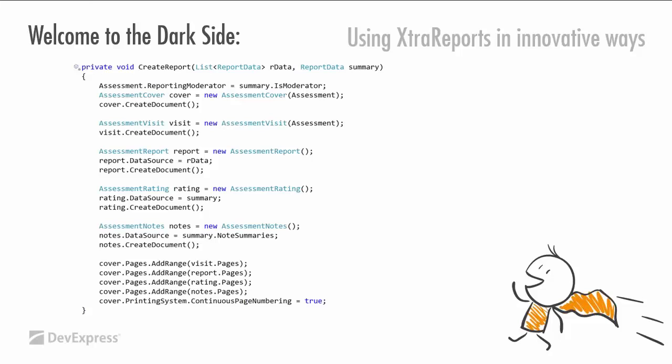Exactly. And here's the interesting line. Part two is PrintingSystem.ContinuousPageNumbering. We'll then go back through that final report and reset the page numbering on every page. So I end up with a 60 or 70 page document that is correctly numbered and looks beautiful.